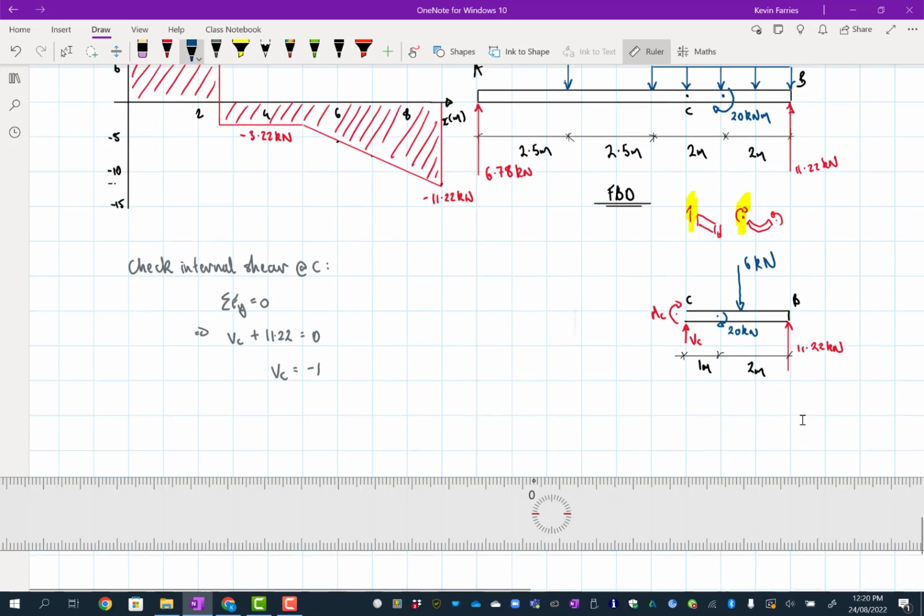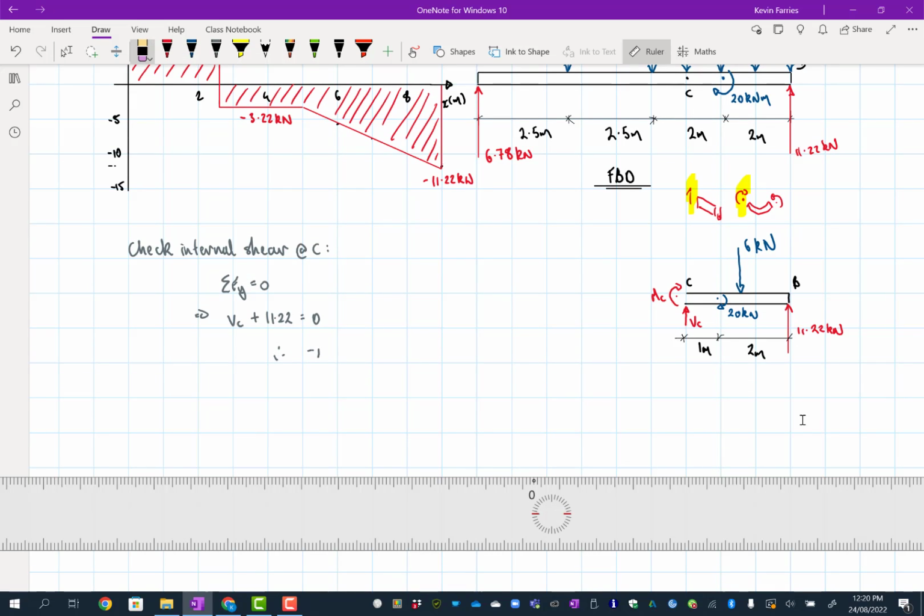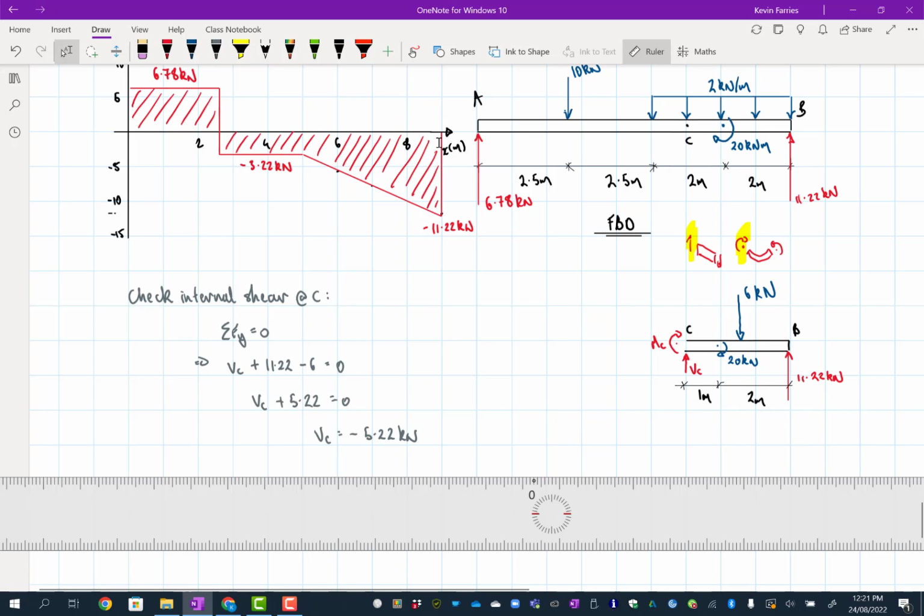6 kilonewtons. So then we come back here and rewrite this. We've got a minus 6 here. Oh, don't need the units. Minus 6 is equal to 0. So therefore we're going to get VC plus 5.22 equals 0. So VC equals minus 5.22 kilonewtons. So if we go to that point, the end of our beam is at 9, so we would be coming back to 6. We have indeed got minus 5.22. So we've got the right answer there.